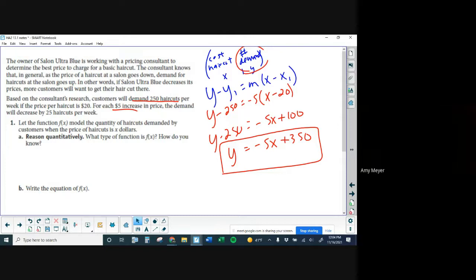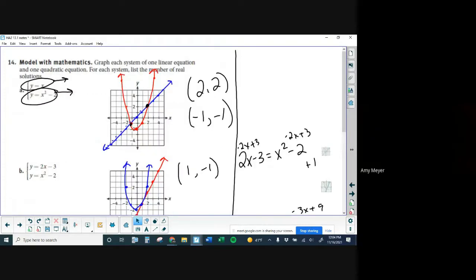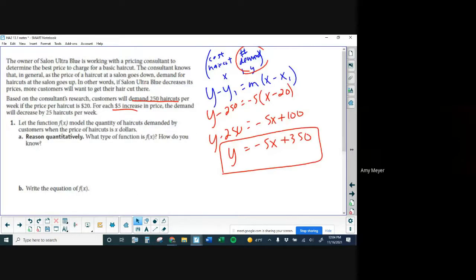So this is one of your equations. Make sure you don't lose it because we're doing something like this. This is one of our equations that we're going to graph, and this is for demand. It's for the demand of haircuts. I'm going to tell you the supply function because it's not something I would expect you to find. So next to this, you can write demand. And here's the supply function.